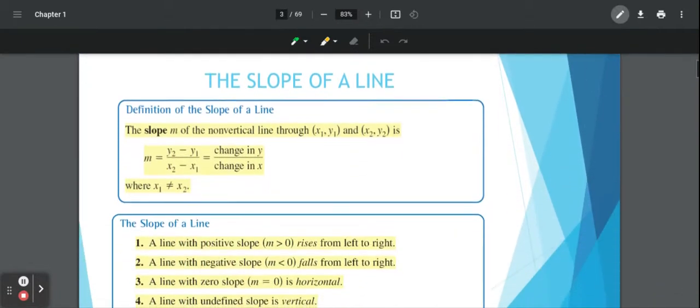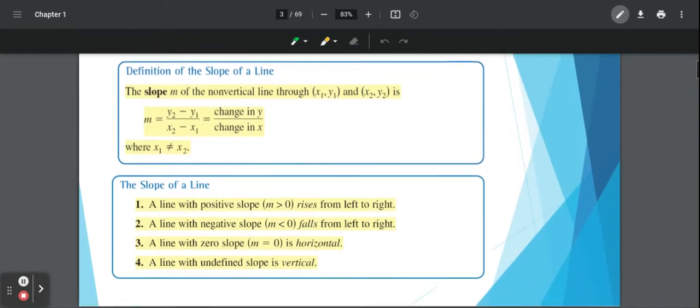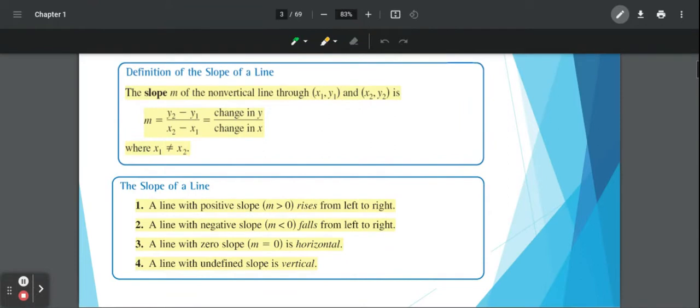So just a few reminders about slope. Remember that in order to find the slope of a line given 2 points, we're going to use that equation m equals y2 minus y1 over x2 minus x1, and we use that letter m as slope, or you can think about it as the change in y over change in x, or you could also think about it as the rise over the run.